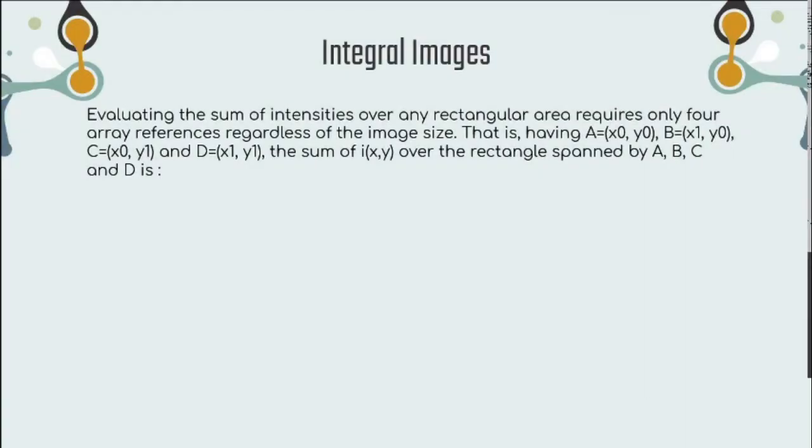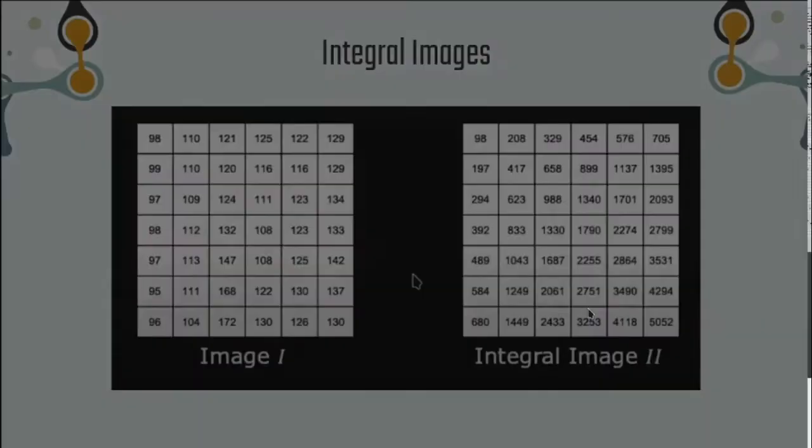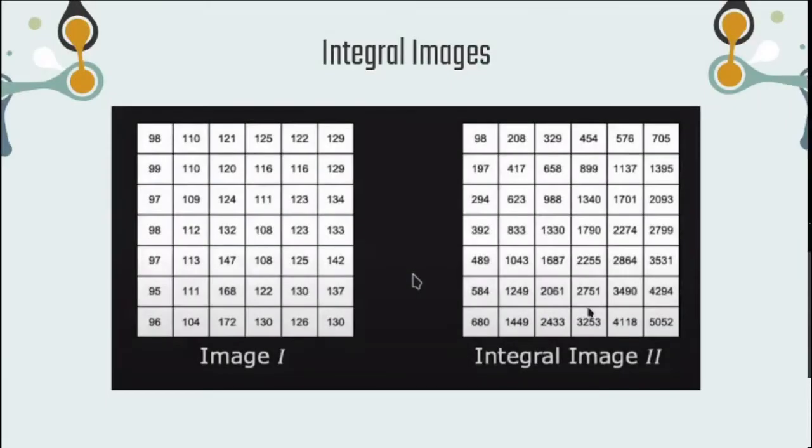Evaluating the sum of intensities over a rectangular region requires only 4 array references, regardless of the size of the image. We just need to find the values of A, B, C and D, by which we can compute the summation of all the pixel values using this formula: integral image value at D plus integral image value at A minus integral image value at B and integral image value at C. So the cost has now reduced from order of n square to constant time.